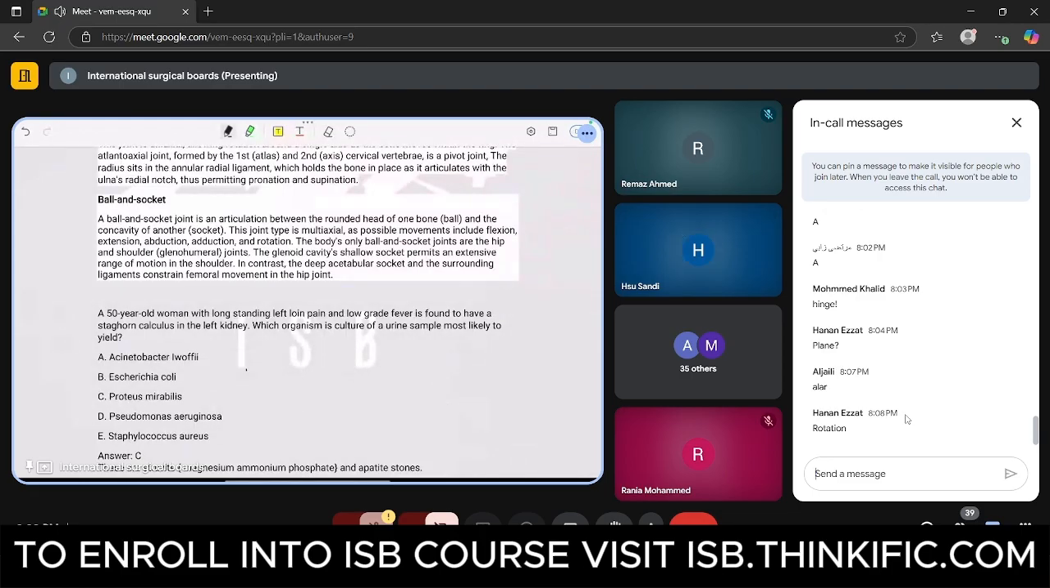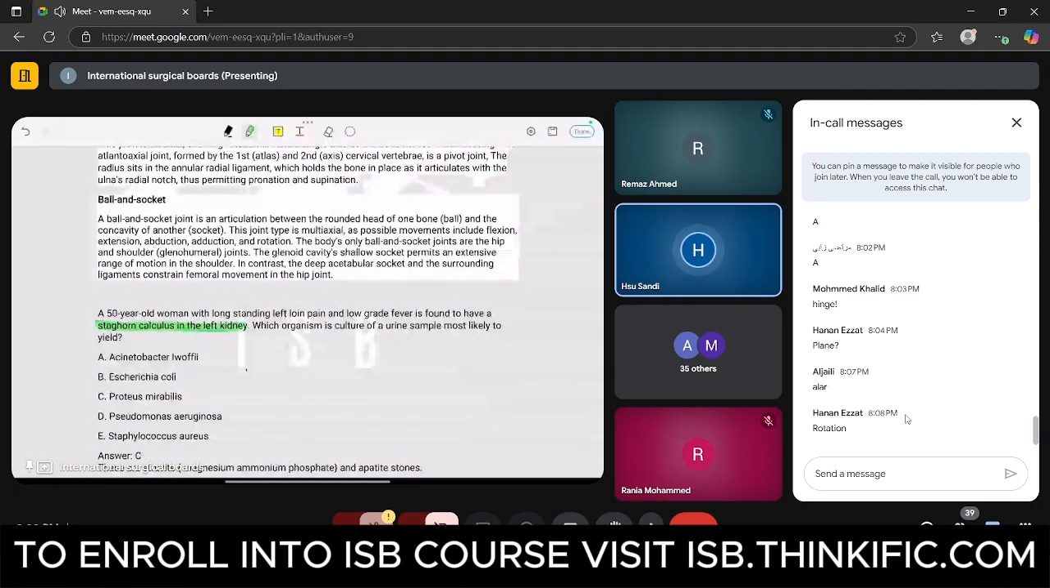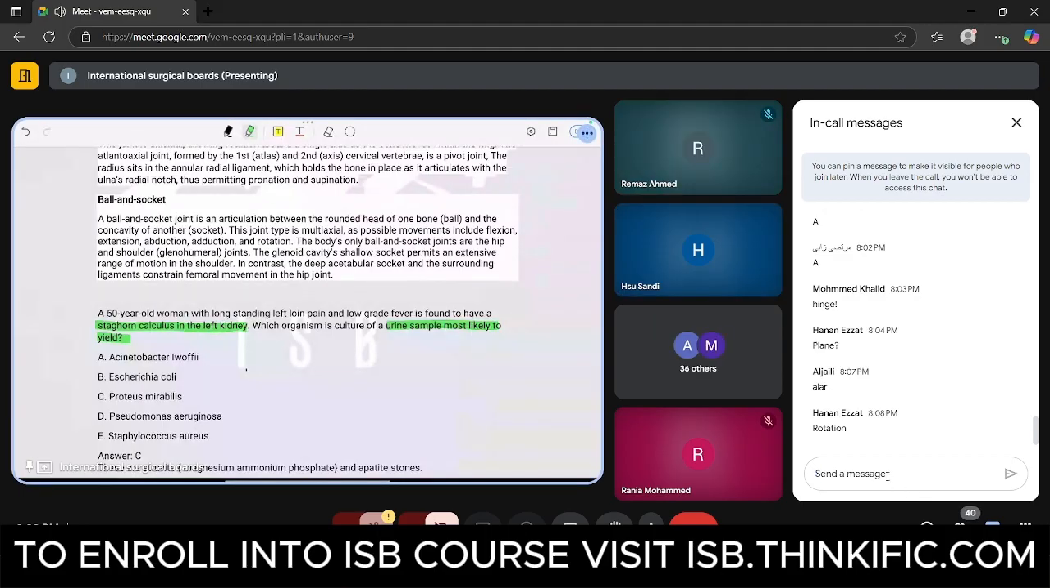A 50-year-old woman with long-standing left loin pain and low-grade fever is found to have a staghorn calculus in the left kidney. Which organism cultured from a urine sample is most likely to yield: Acinetobacter, E. coli, Proteus mirabilis, Pseudomonas aeruginosa, Staph aureus? Yeah, so Proteus mirabilis, because it's a urease-producing organism. This creates alkaline urine, where the staghorn calculus usually forms.